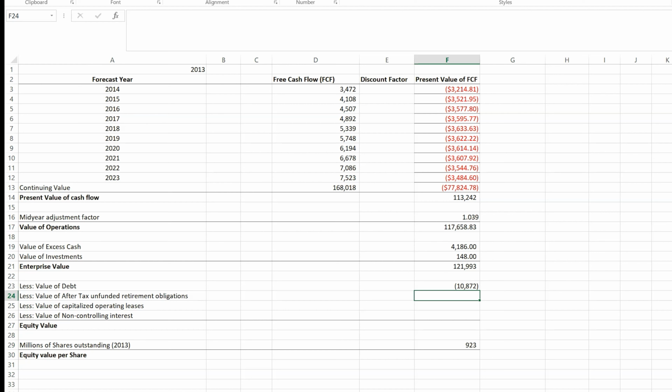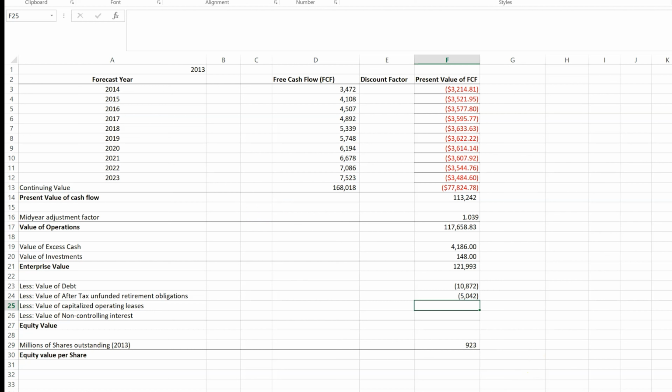The value of the firm's unfunded retirement obligations. Again, this is something that we will spend a little more time talking about in the future. This is money that the firm owes to its retirement plan. It has, for instance, promised to match a 401k contribution for its employees, things like that. This can be a pretty significant liability that the firm owes here for UPS. It's almost $5 billion. So it's pretty significant. Then the value of its capitalized operating leases.